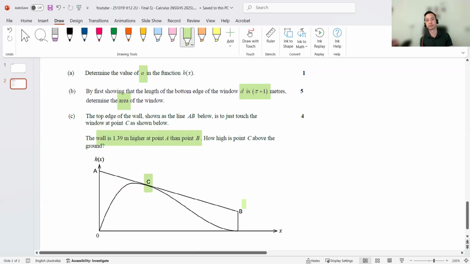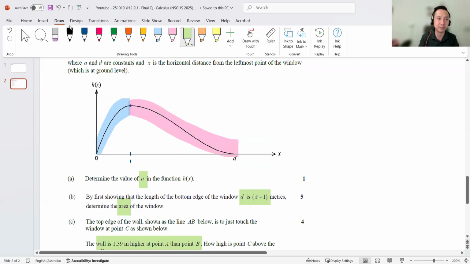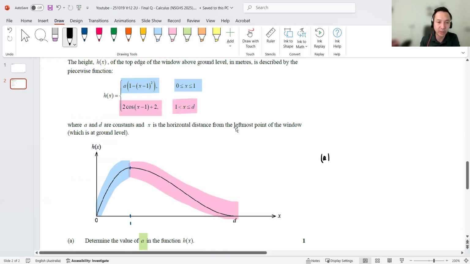Well, let's take our time and dive right in. So, part A. For part A, what I know is that at the point here, because the graph is continuous, because H(x) is continuous, I can see that the y values there are the same.